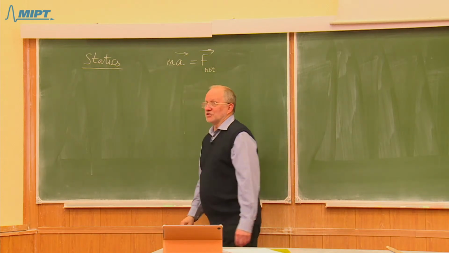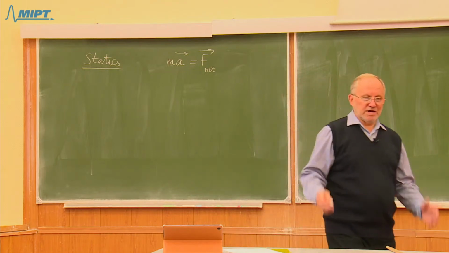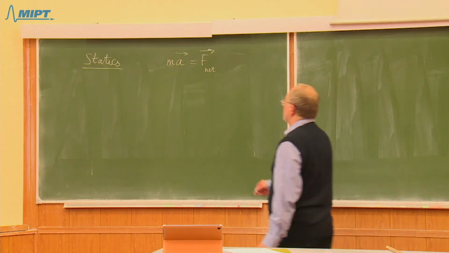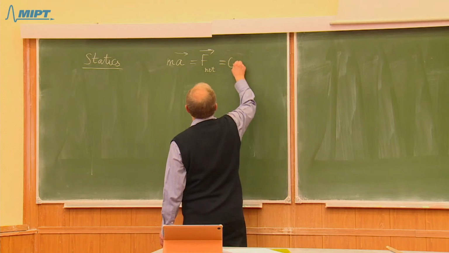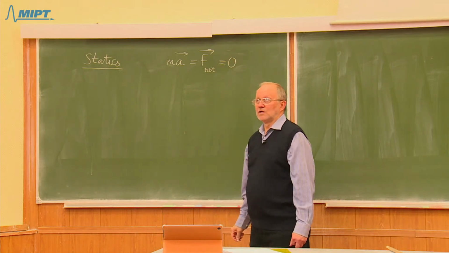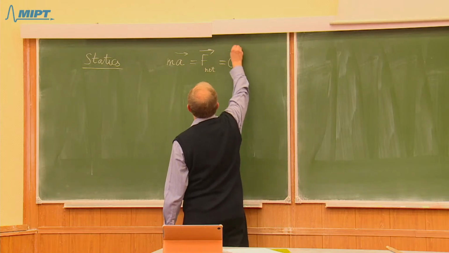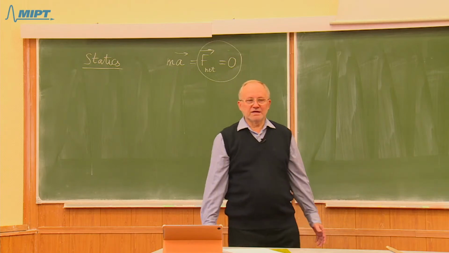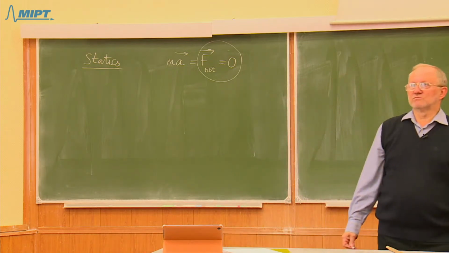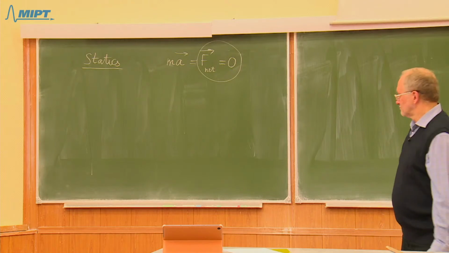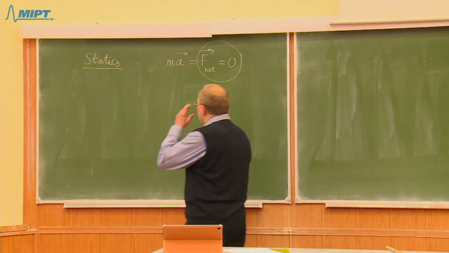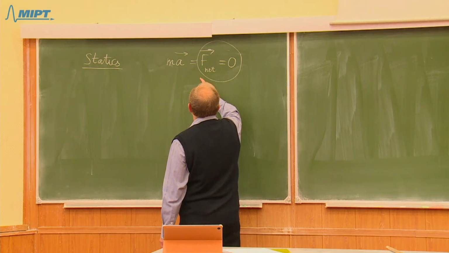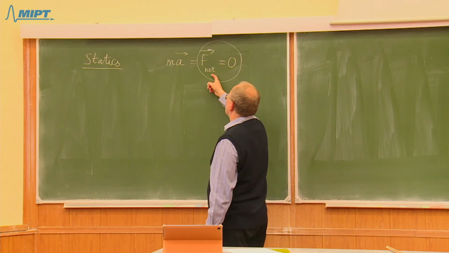In case acceleration is zero, in case the body is at rest, then the net force is zero. And also, if the net force is zero, then the acceleration will be zero and the body will remain in static equilibrium. The body will remain at rest. So the condition for static equilibrium of the body is this one. The total vector sum of external forces acting on the body must be zero.